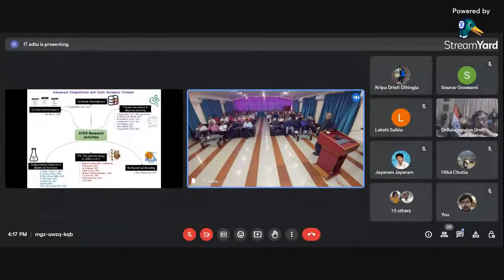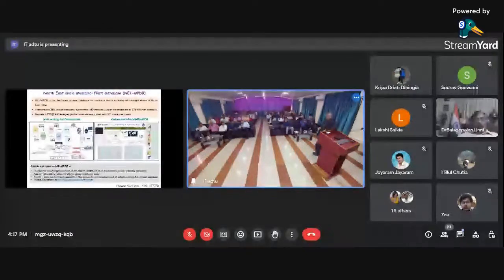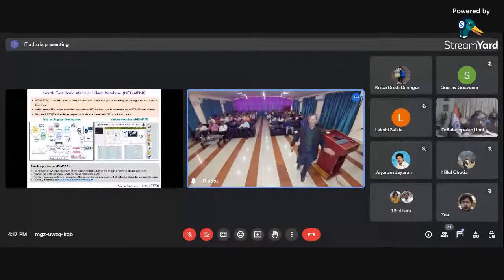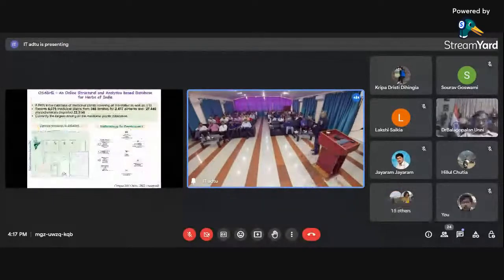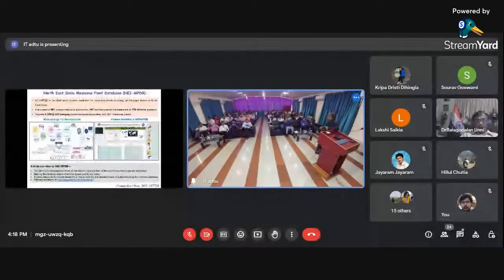There are some other recent group activities in our group, like advanced computing and data sciences. Some of my students will be very happy. This is a database which was created. This is the first open access database for all the medicinal plants of Singapore. And this is available, and we are also having the online structural and analytics base for the entire country. I typically call it the first in the class.